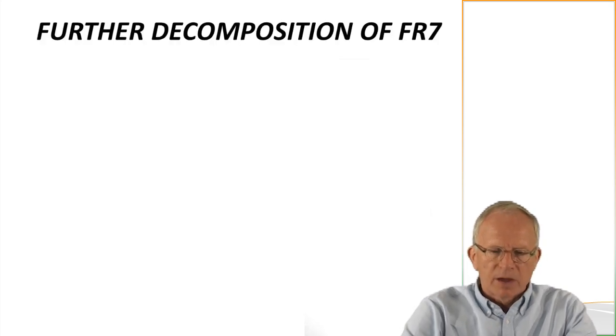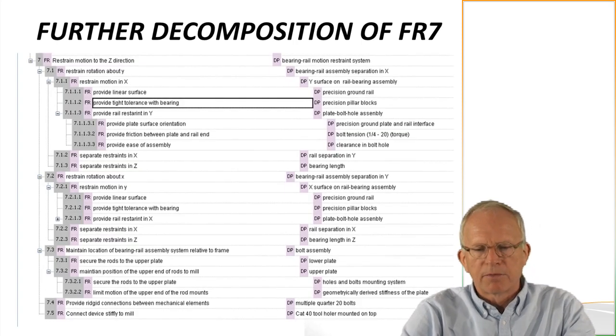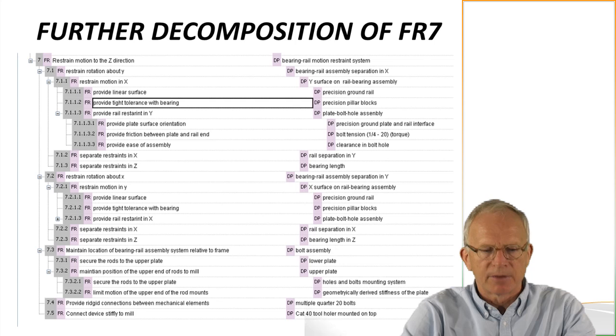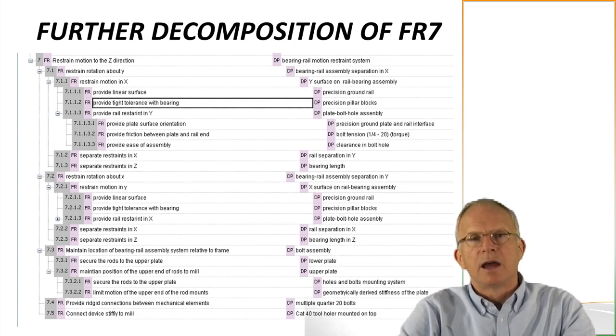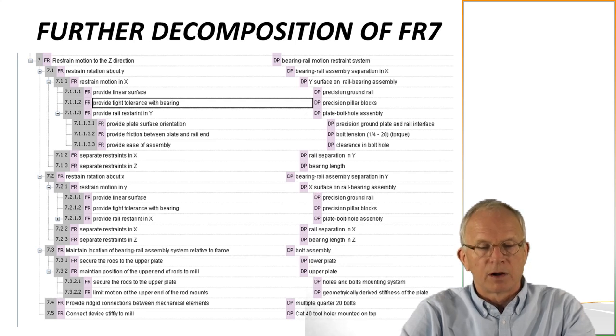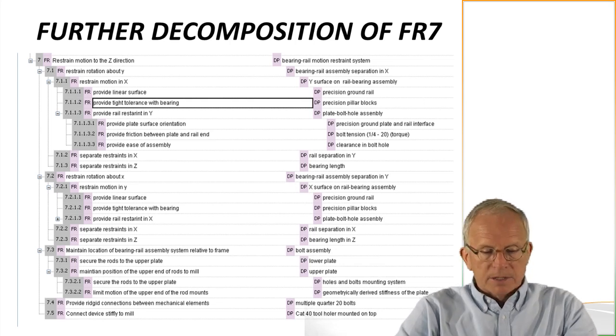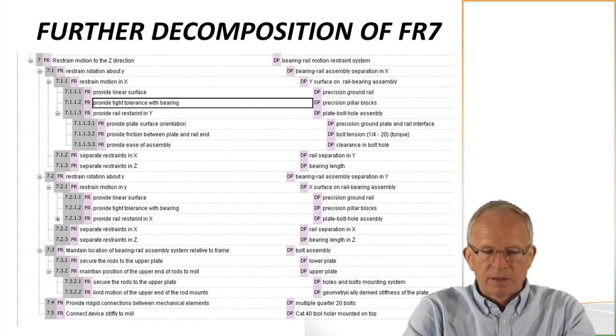And then to show how we can further decompose it, here's a further decomposition of FR7 into 7.1, 7.2, 7.3, 7.4, 7.5, and then subsequent decompositions of each of these. Now, when we're looking at very large systems, we might actually have thousands of FR-DP pairs if we're looking at more elaborate kinds of designs, say for a car. All right, so that's an example of the decomposition.